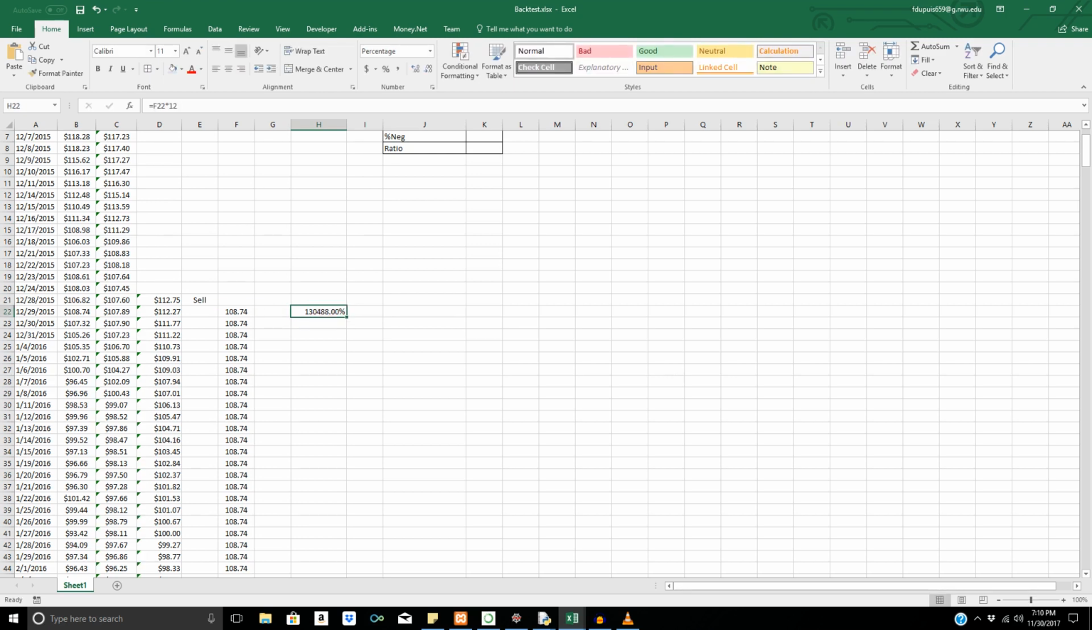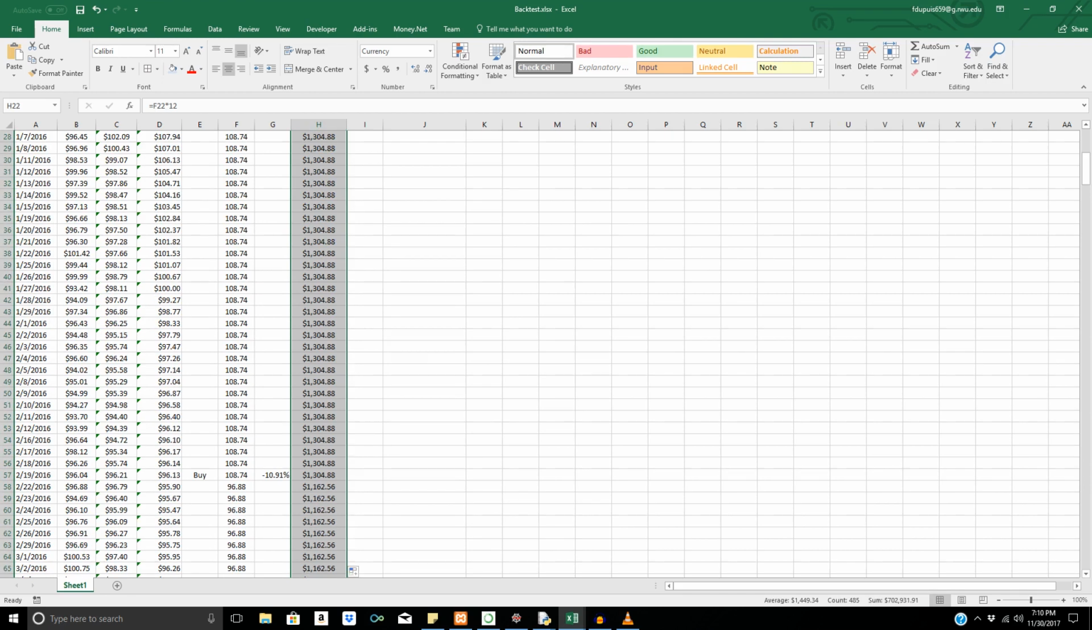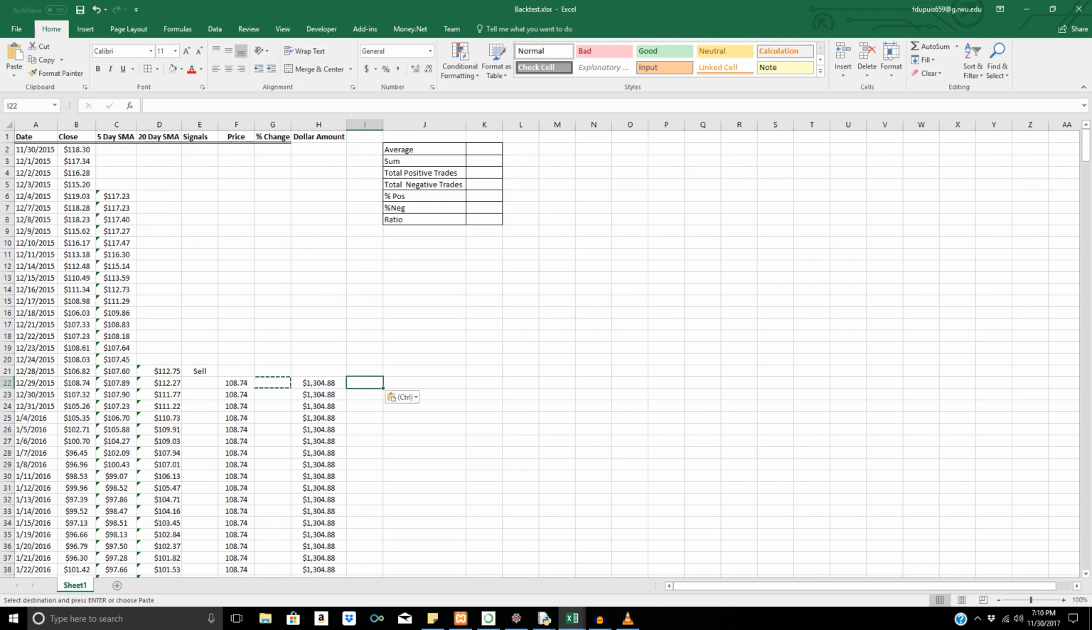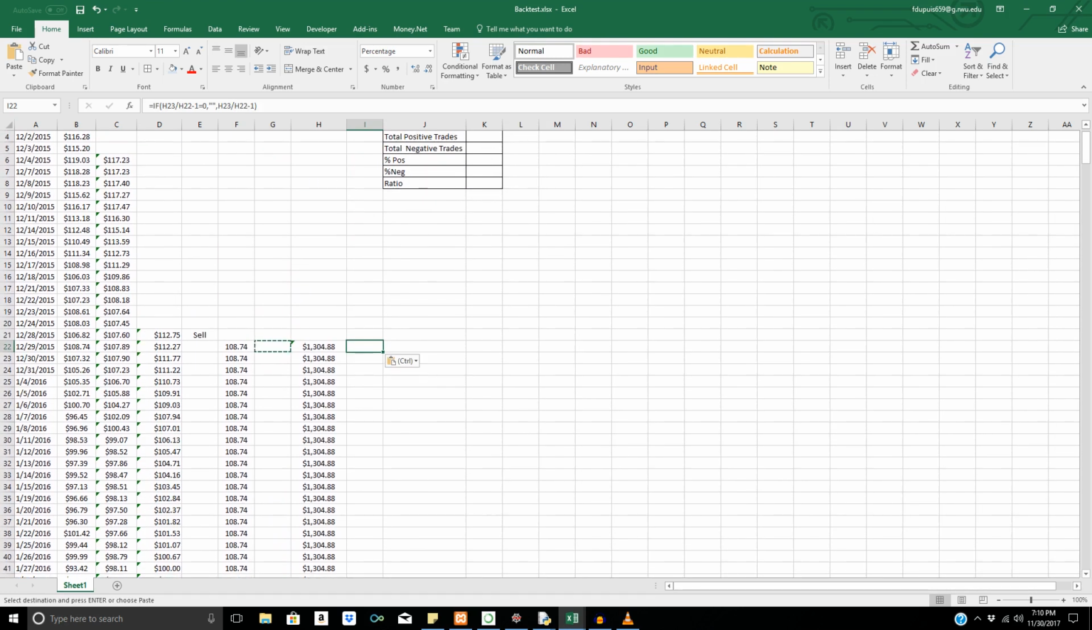And we have that in percent. Let's have that in currency. So we have $1,304.88 in that day as our position. And we can just literally apply the same exact formula here and get this into a dollar amount.